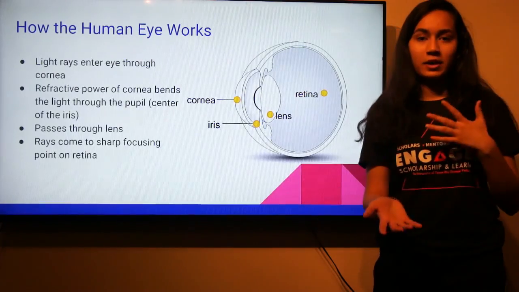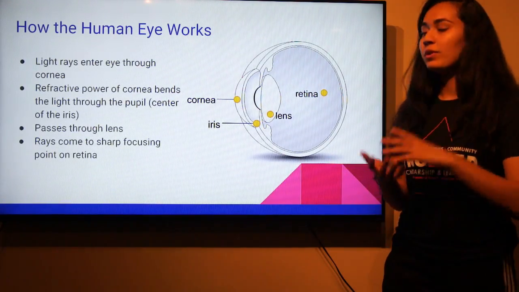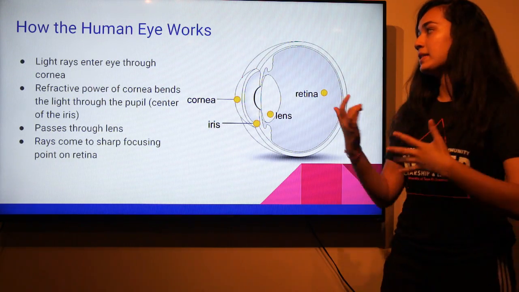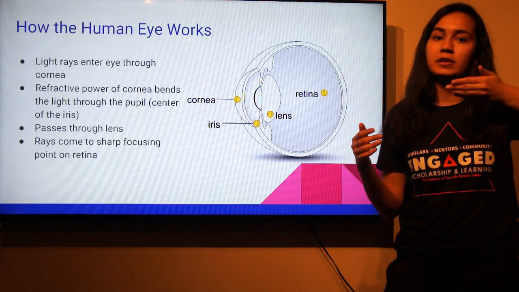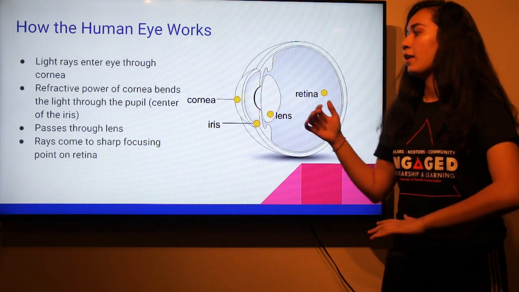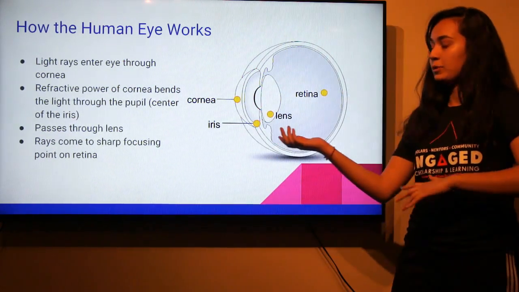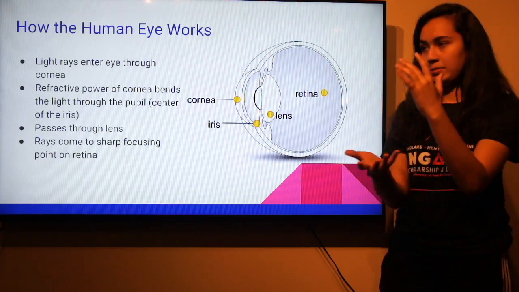Okay, so before we talk about how LASIK eye surgery works, I'm going to talk about how the human eye works. In order for us to see things, objects in front of us present light rays, and these light rays enter through the cornea, which is located right here, the very surface of your eye. Your cornea contains a very amazing power called the refractive power, which basically bends the light rays in certain ways so that we can form a perfect image.